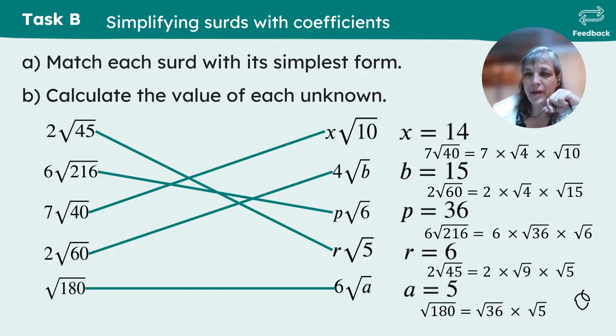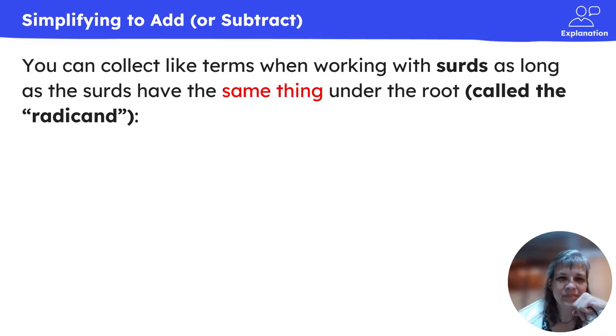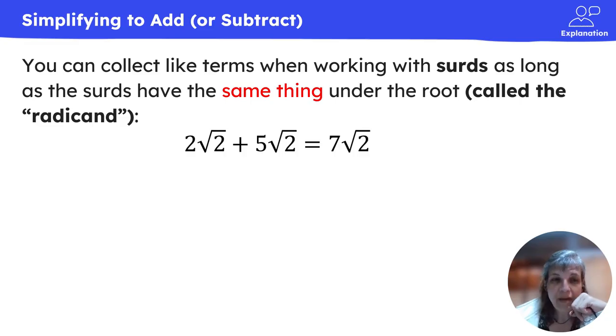How to simplify. We've already talked a bit about adding and subtracting surds in the last video. So we said that you can collect like terms of surds as long as you have the same thing under the root, which is called the radicand. Now, we added things like 2 root 2 plus 5 root 2 is 7 root 2.